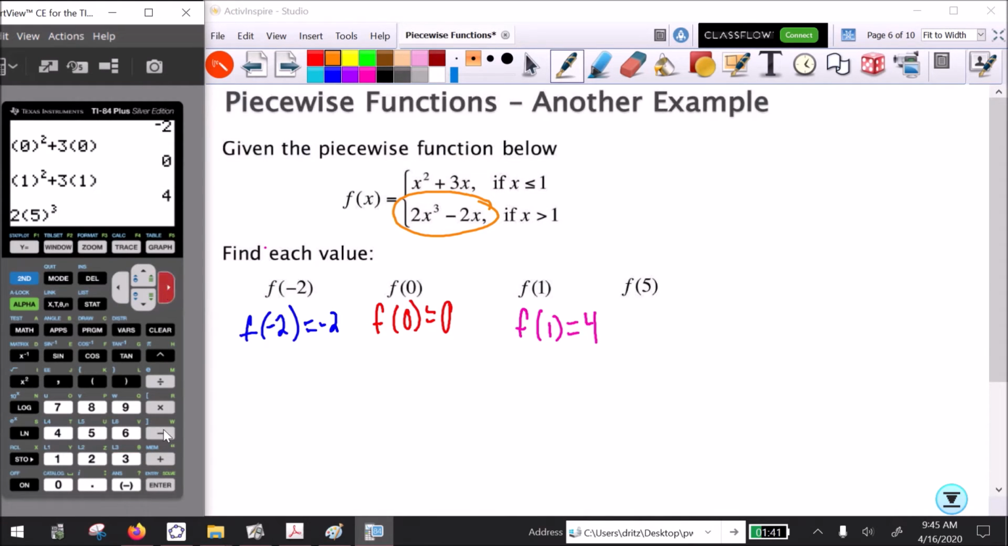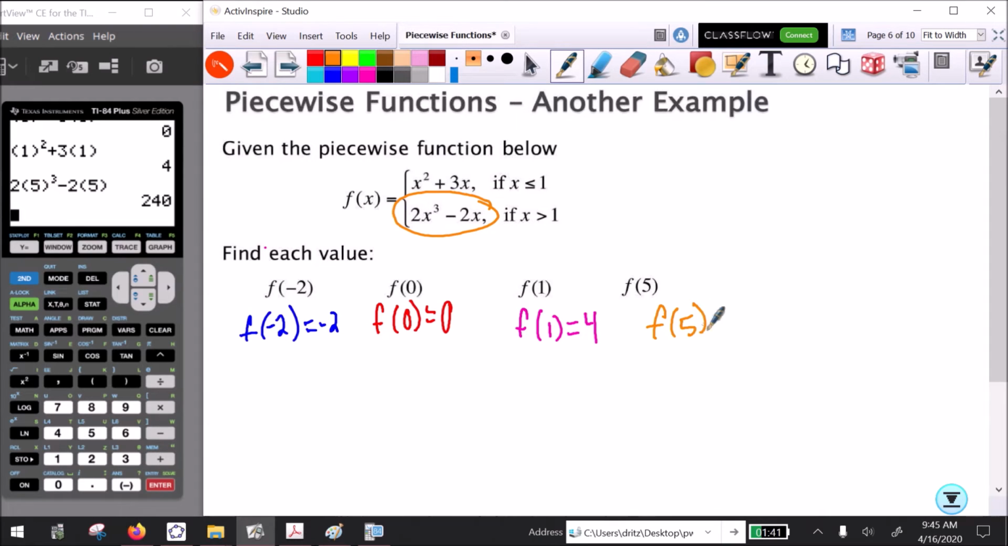minus 2x. And when evaluating the function for x equal to 5, we get 240. F of 5 is 240. So we just evaluated this piecewise function for these 4 different specified input values.